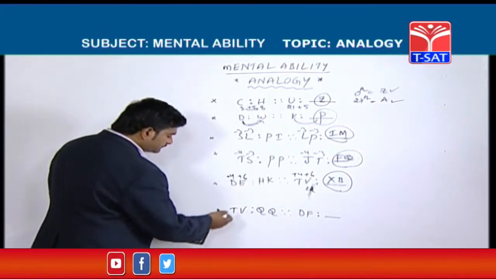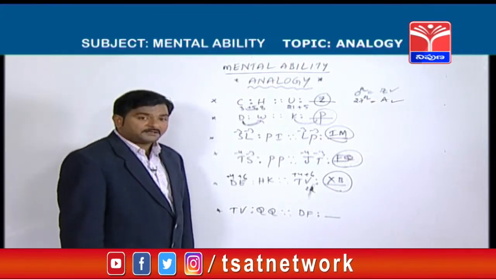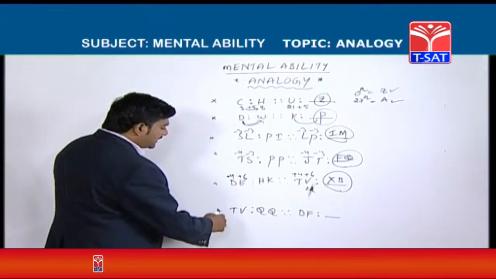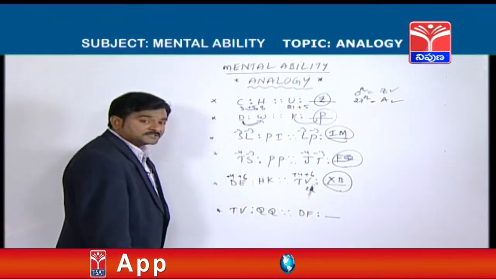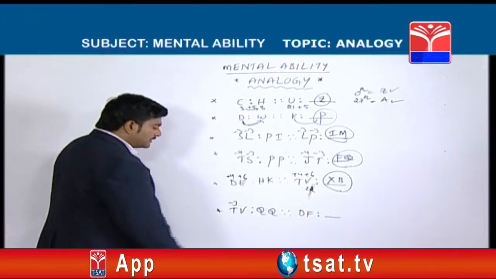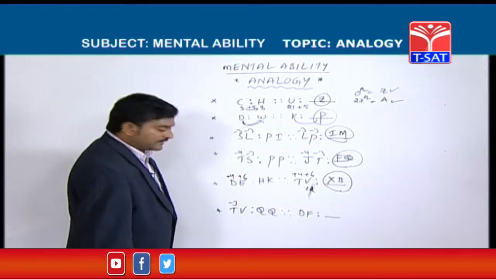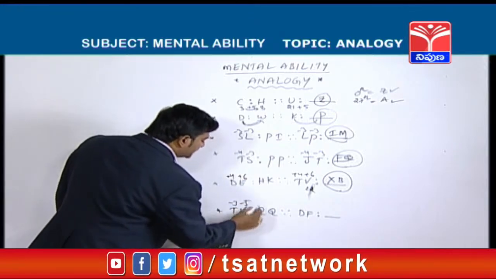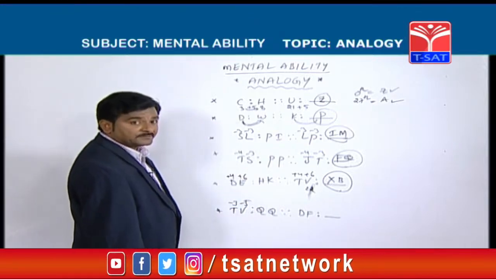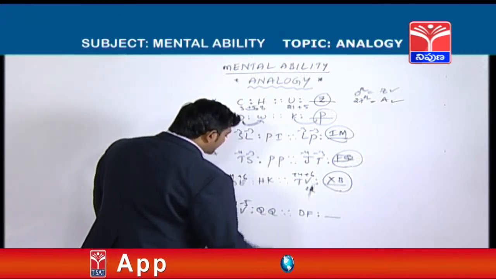See, observe here. TV is to QQ as DF is to dash. T means 20. Q means 17. 20 is written as 17, minus 3. Whereas here V means 22. Q means 17 again. So simply minus 3, minus 5. Minus 3, minus 5. Now apply the same concept here also.